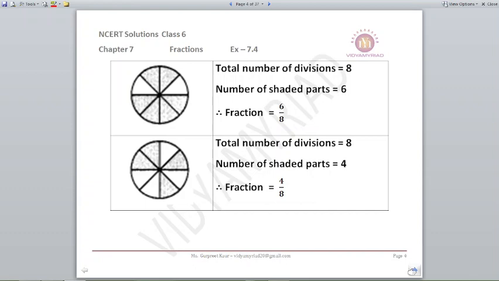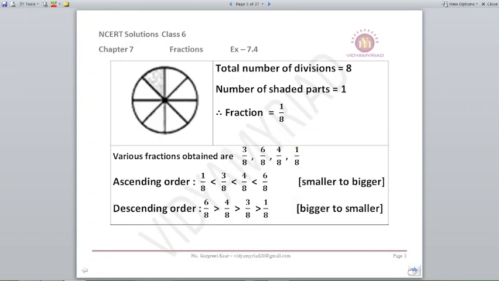In the third part, we have 4 shaded parts and 8 total parts. So fraction is 4 upon 8. In the next, we have only 1 part shaded. So the fraction becomes 1 upon 8. So if you see at all the fractions, the denominator is same, everywhere is 8. Various fractions which we obtained are 3 upon 8, 6 upon 8, 4 upon 8 and 1 upon 8.